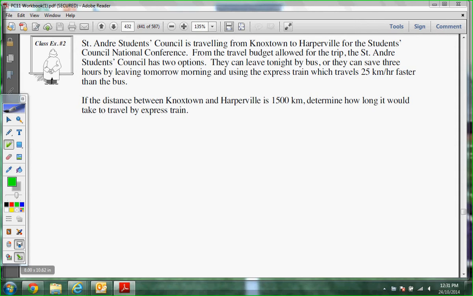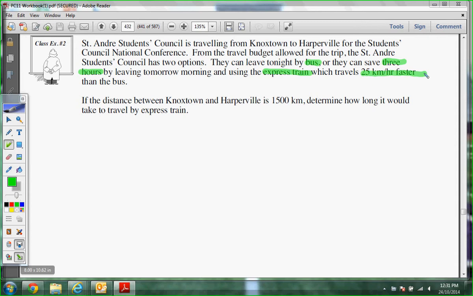There's 2 different things. They can leave tonight by bus, so bus is an option, and save 3 hours, by leaving tomorrow morning and using the express train. So there's an express train that travels 25 kilometers an hour faster than the bus. So they can leave tonight by bus, or they can leave and save 3 hours, so they'll get there 3 hours faster by leaving tomorrow morning and using the express train. So they're trying to figure out which they want to do.